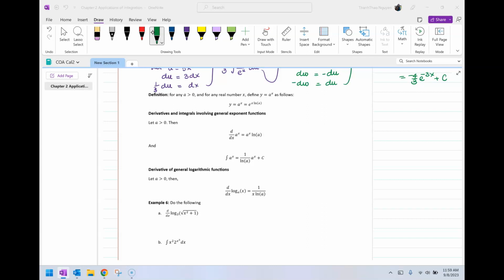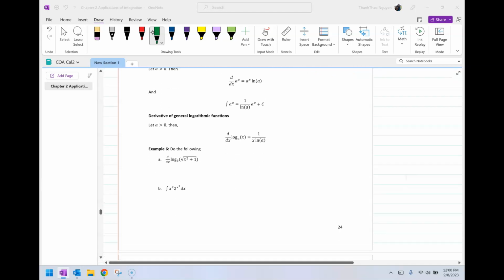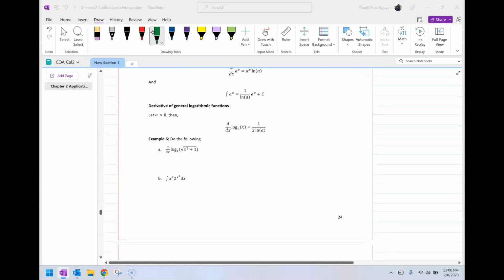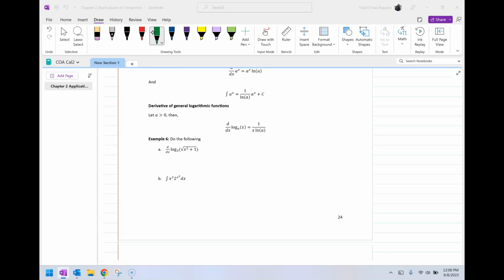Let a be greater than 0, then the derivative of a to the x equals a to the x times ln of a. And the integral of a to the x equals 1 over ln of a times a to the x plus c. For the logarithmic function, the derivative of log base a of x equals 1 divided by x times ln of a.